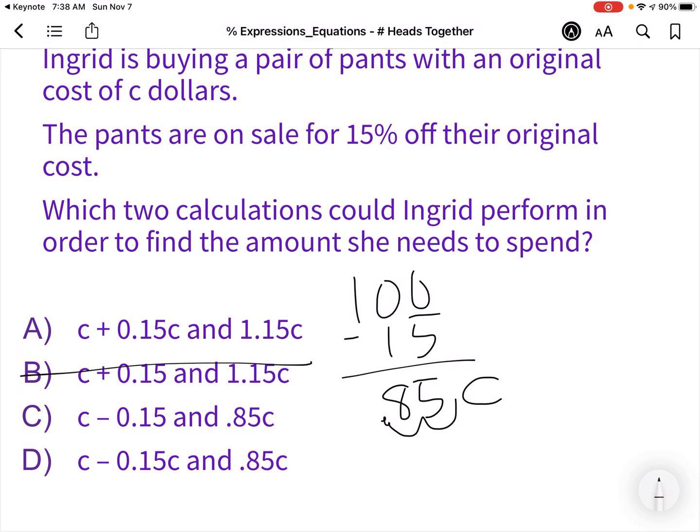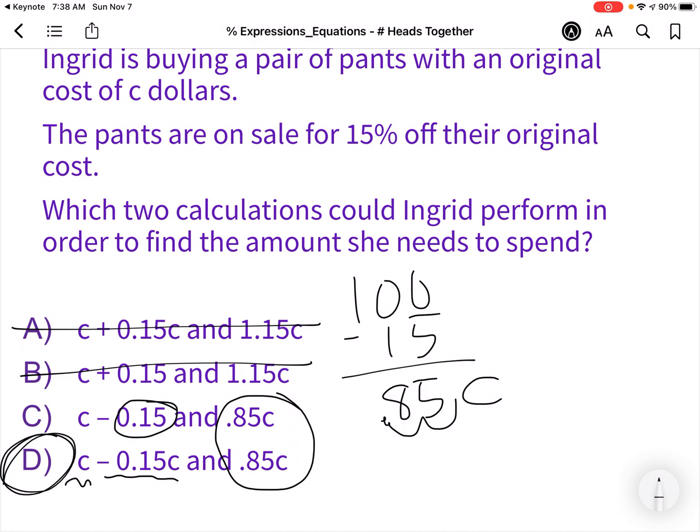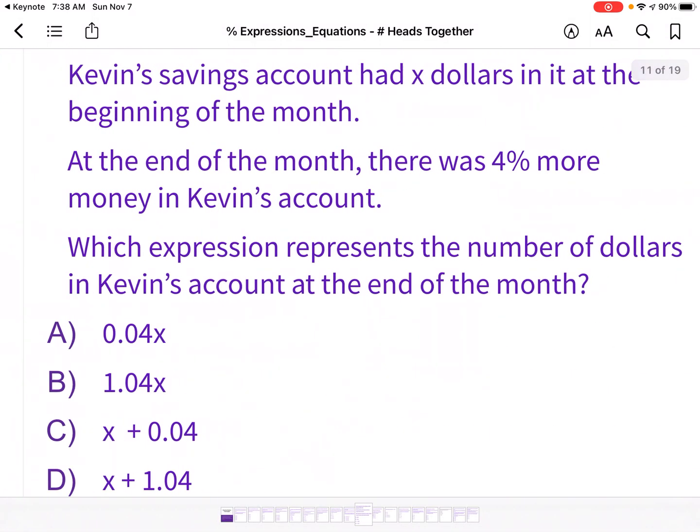So I know it can't be either of these two. It has to be one of these two. So the question is, is it C or D? Well, the cost minus 15% of the cost. This is just minus 15 cents. So that's why the answer is D.